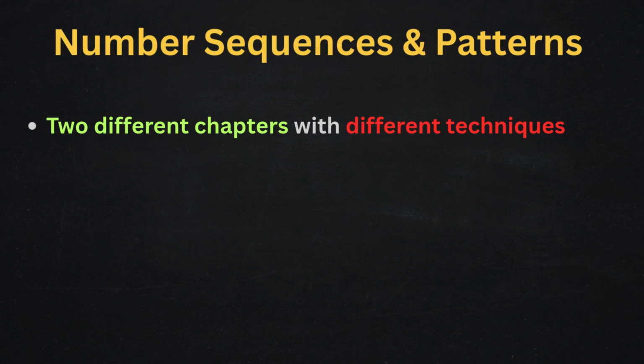It's actually two separate chapters. Number sequences is one, and patterns is another. So we'll start with sequences. So let's begin with number sequences. The first type of sequence in our syllabus is called an arithmetic sequence. In arithmetic sequences, each term changes by the same fixed number every time.